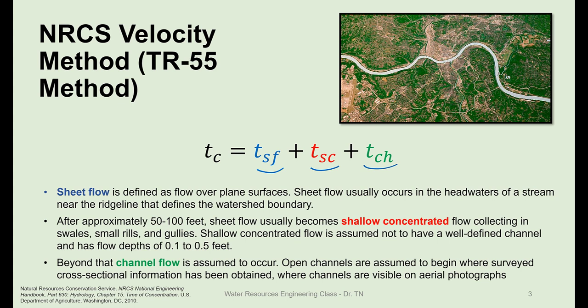So if I were you, I would remember these numbers. When overland flow starts generating within 50 to 100 feet from the ridge lines of the watershed, that would be sheet flow. When the maximum depth of water is between 0.1 and 0.5 feet, this is your shallow concentrated flow. And when you have channels, you have channel flow. If you calculate all these three times, the summation of these will give you your time of concentration.